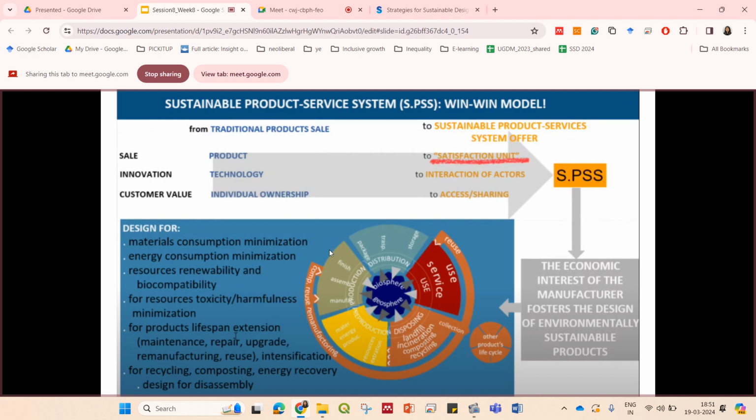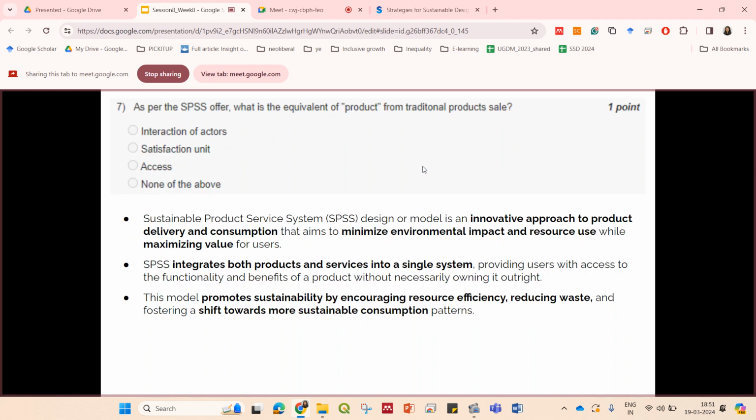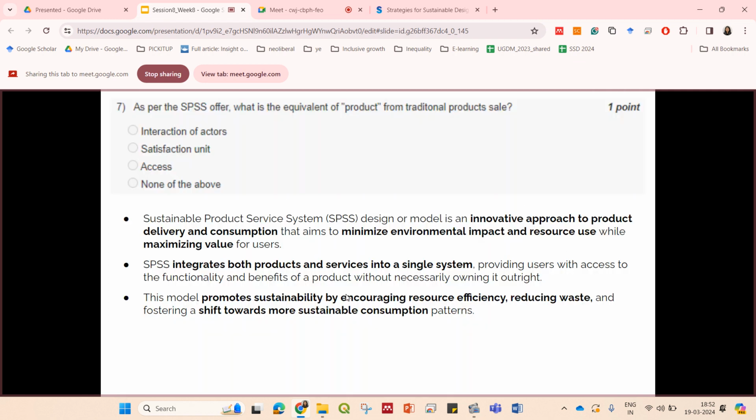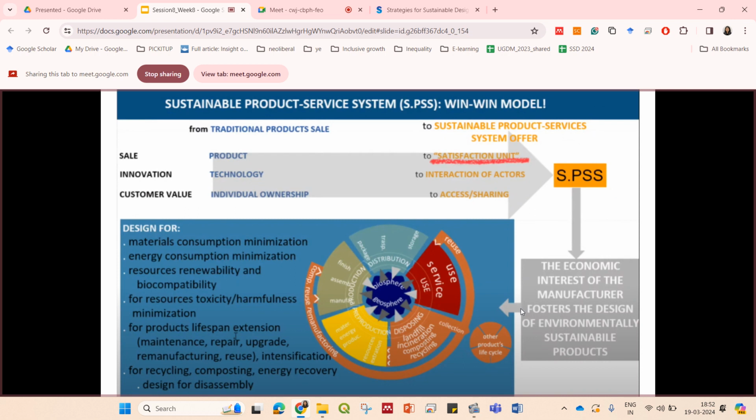And instead of product in the traditional sense of production, we measure the equivalent of product as a satisfaction unit in case of SPSS. So I hope this is clear.